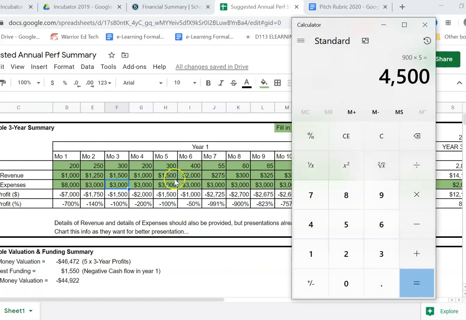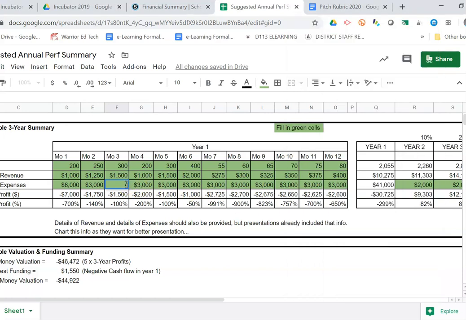So the 4,500 plus 3,000 is 7,500. So the 7,500 is going to go here. Okay, and so every 3 months you're going to see a jump in the numbers because of that inventory run. Okay, so that is what we're doing on the financial model, and that's how you need to break it up.